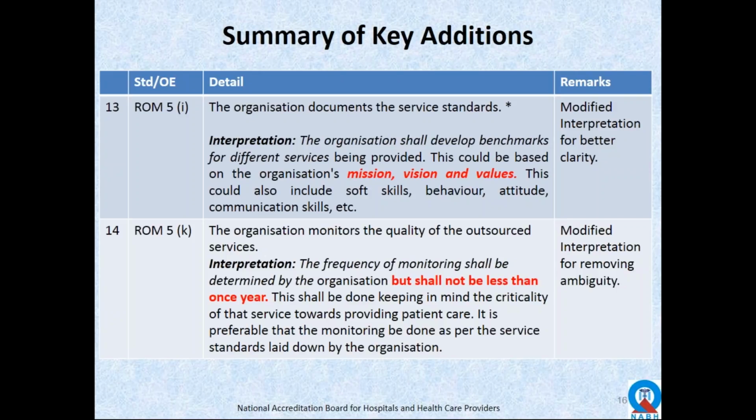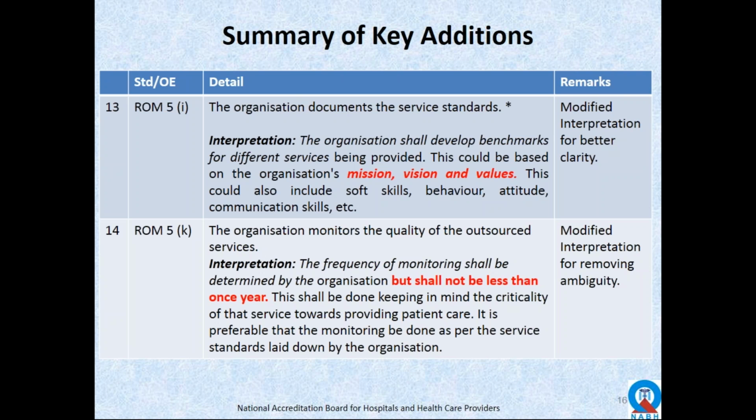ROM 5K, the organization monitors the quality of outsourced services, and the modification in the interpretation now brings out the prescribed frequency for monitoring the quality of outsourced services, which has been mentioned should not be less than once a year. Although it depends on the criticality of the service, as we have already seen in the HIC chapter, where the requirement for a visit to the outsourced biomedical waste vendor, for example, should be done once in 6 months. So although the minimum frequency has been mentioned as once in a year, this can be required to be done more frequently depending on the criticality of the situation or the service.